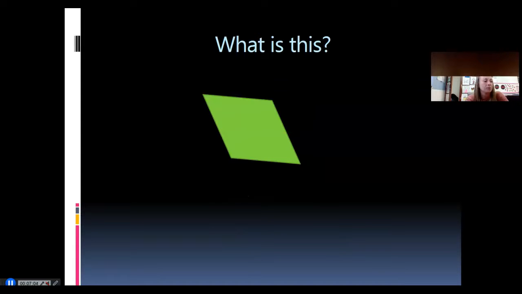What is this? Is it a square, a rectangle, a trapezoid, or a rhombus? This shape is a rhombus. Notice that it has 4 sides. The sides are all the same. It also has 2 sets of parallel sides. But it's not a square because squares do not have slanted sides.